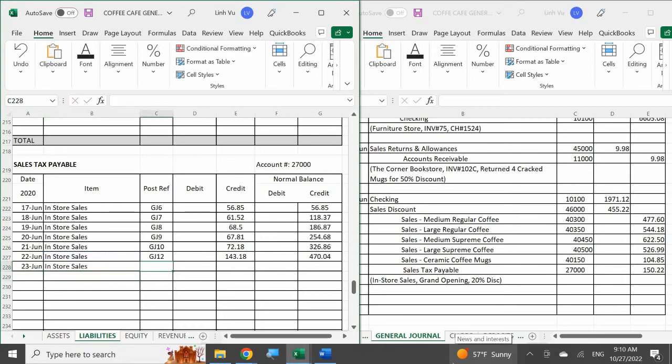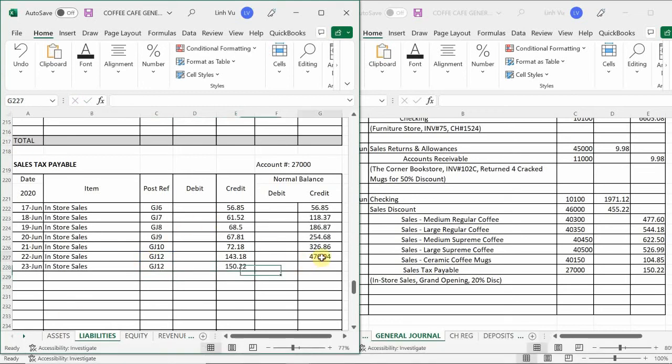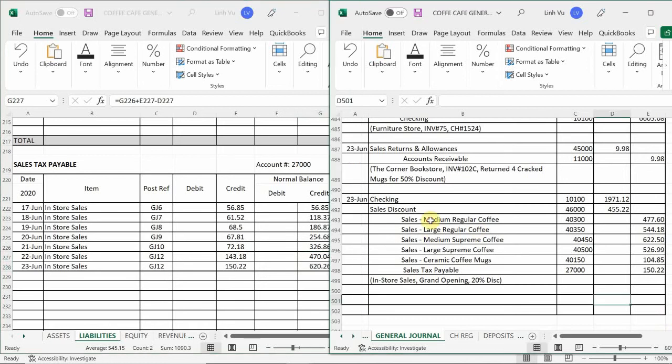and that was for 150.22, and that gives us a grand total of 620.26. Good, good. Okay.